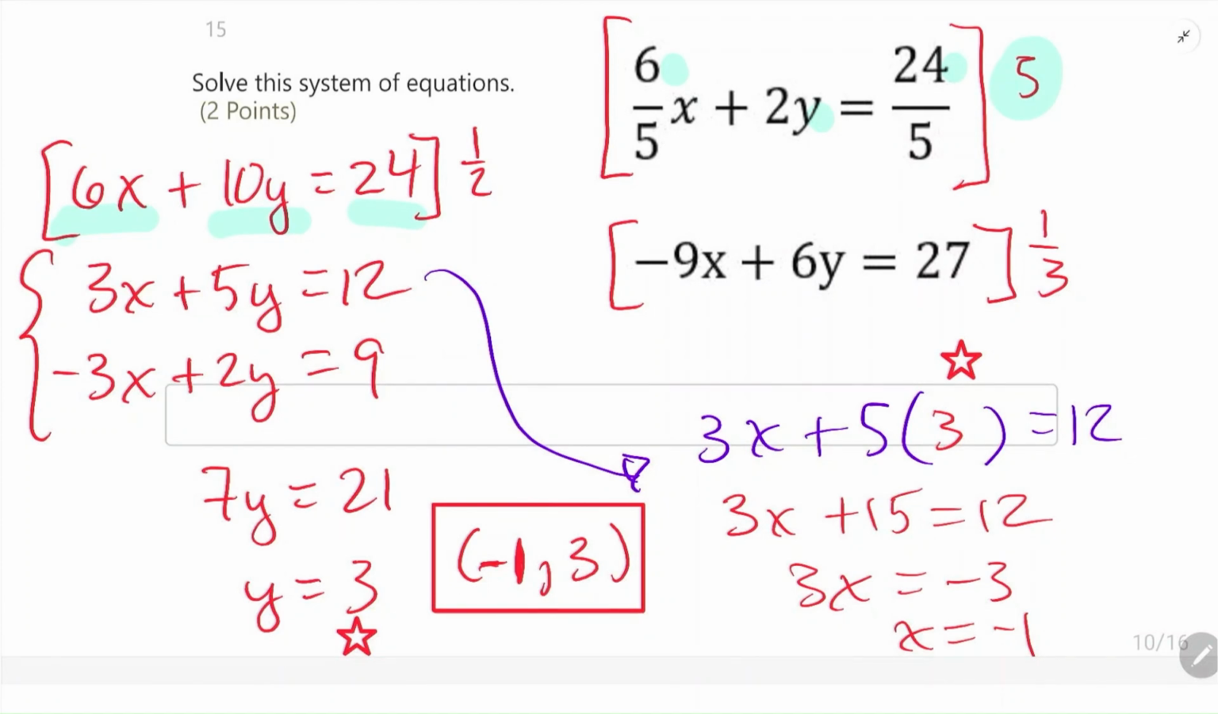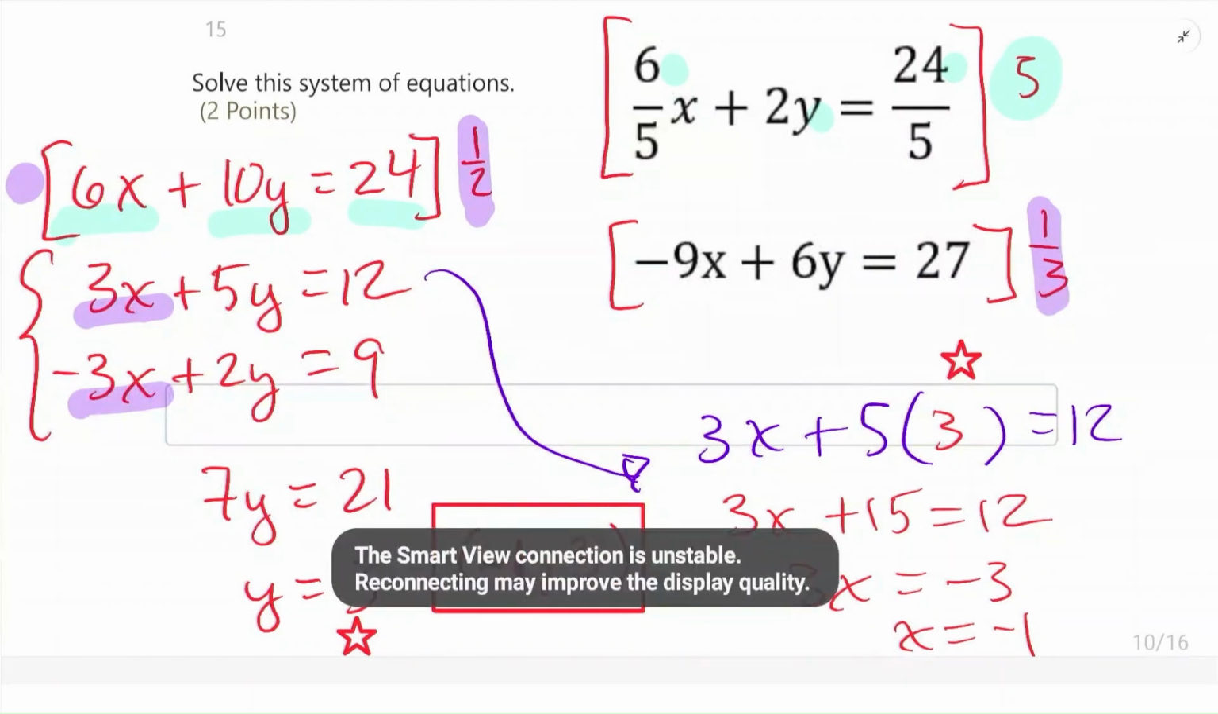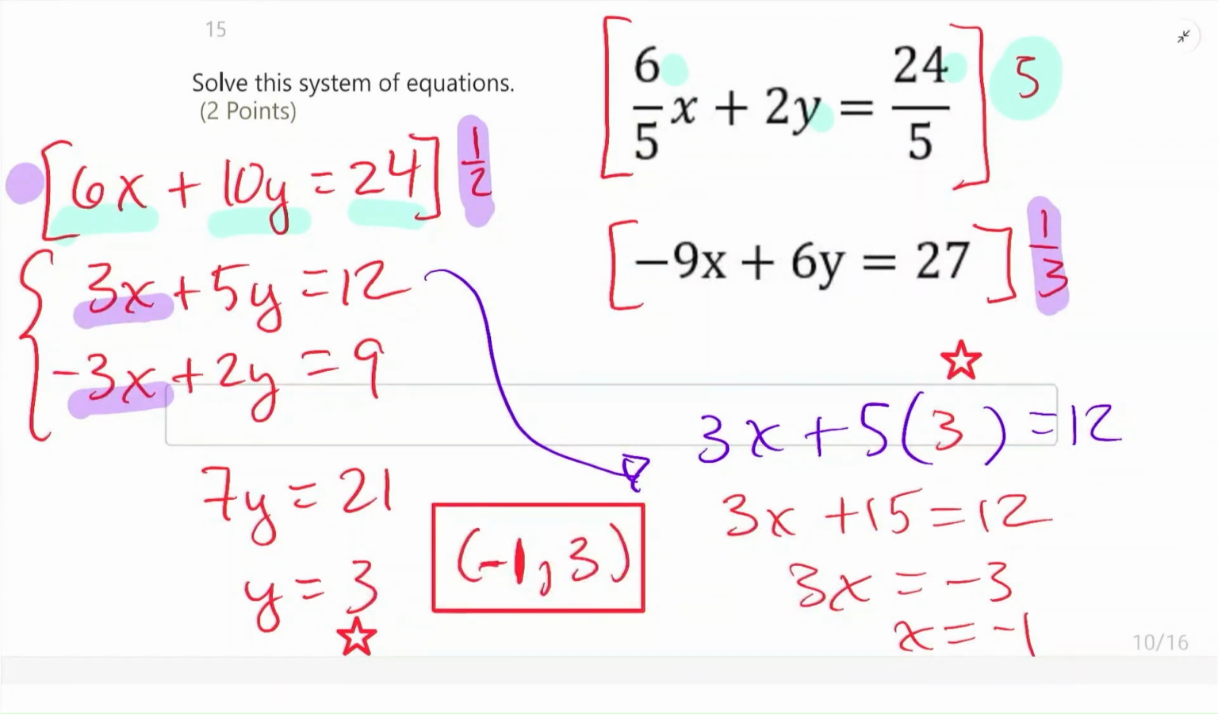But then what I saw them do next was they multiplied this equation by a half, and they multiplied the bottom equation by 1/3. And what that did was, you can see it gave us this 3x and -3x. So 6x times a half is 3x, 10y times a half is 5y, and 24 times 1/2 is 12. And then when I combine them, 5y and 2y is 7y, and 12 and 9 is 21.